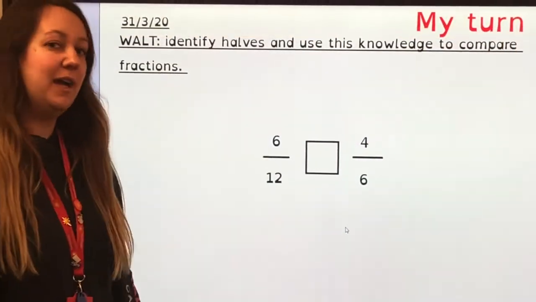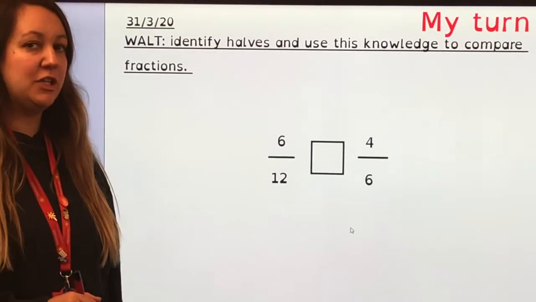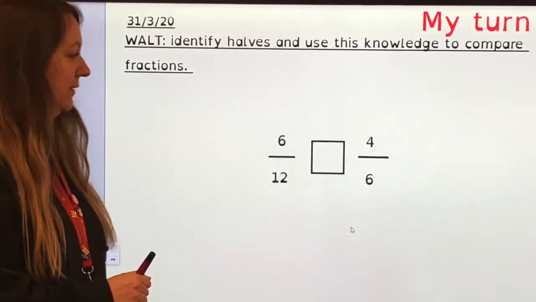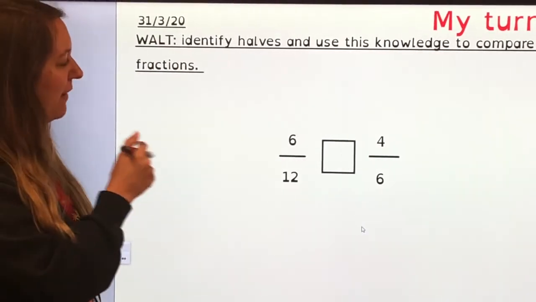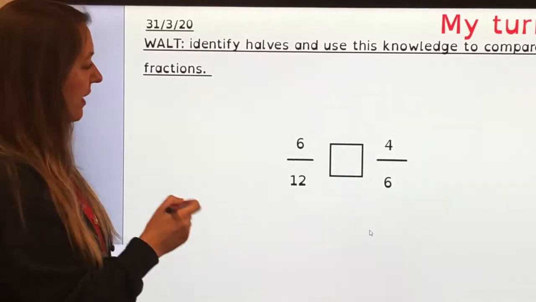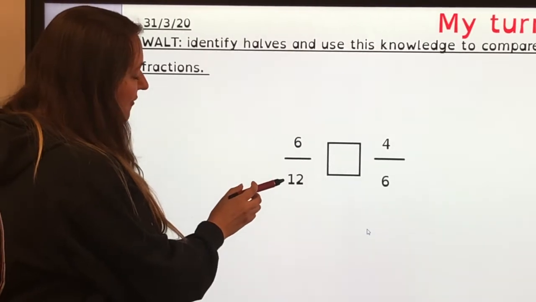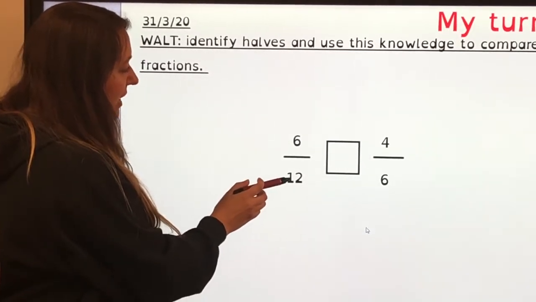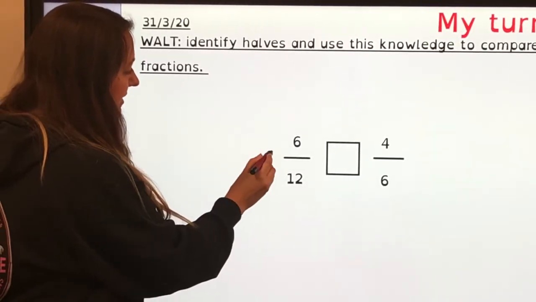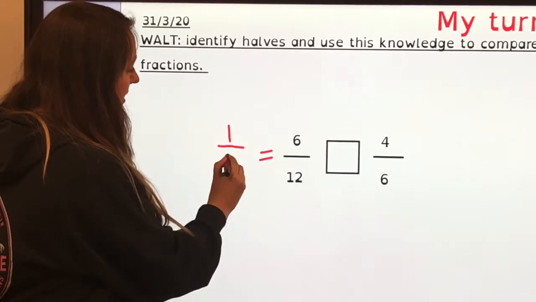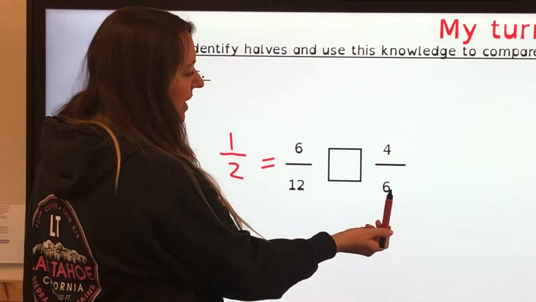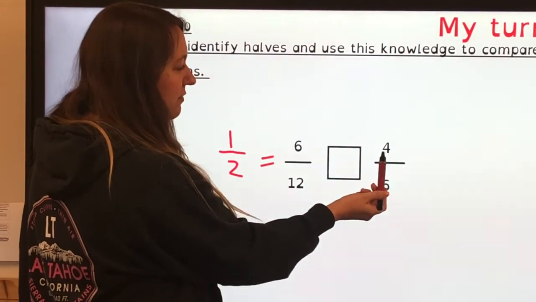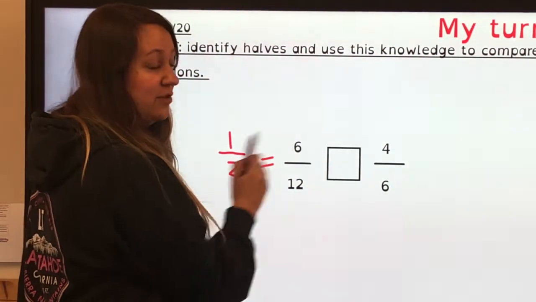Finally, for today's work, we would like you to compare fractions using all that knowledge you have already practiced. I'm going to look at this fraction and I'm going to work out if any of them are a half or what the half would be. If my denominator is 12, I know that half of 12 is 6, so this one is equivalent to a half. Here I have 6. Half of 6 is 3, so this tells me it is greater.